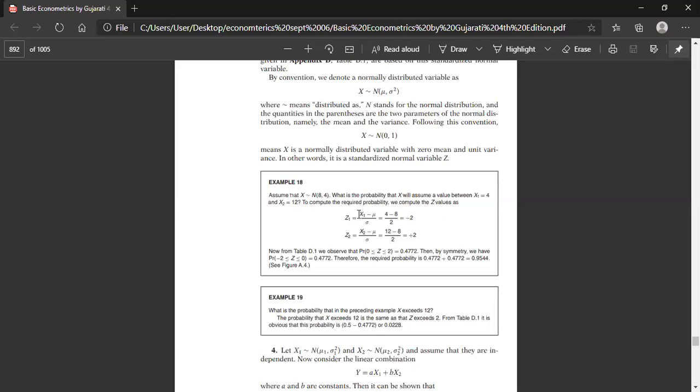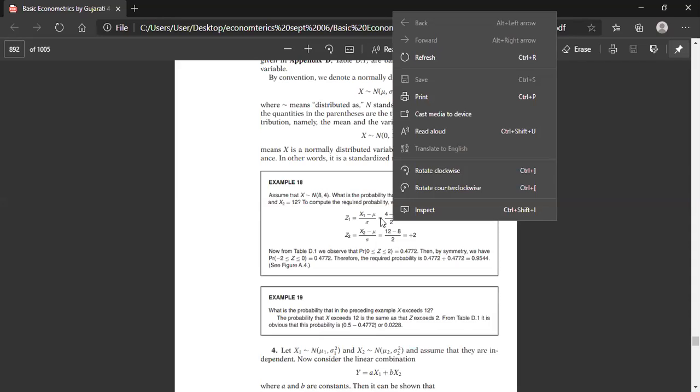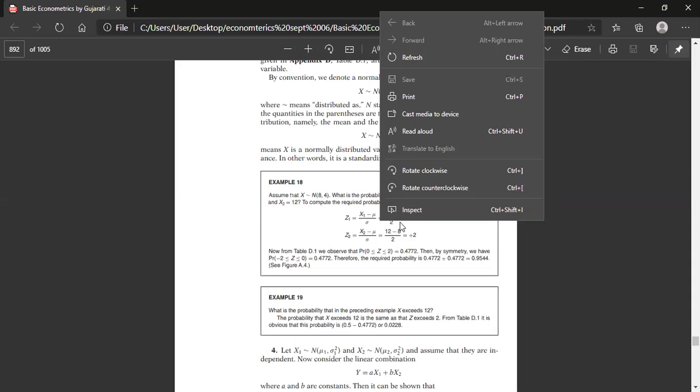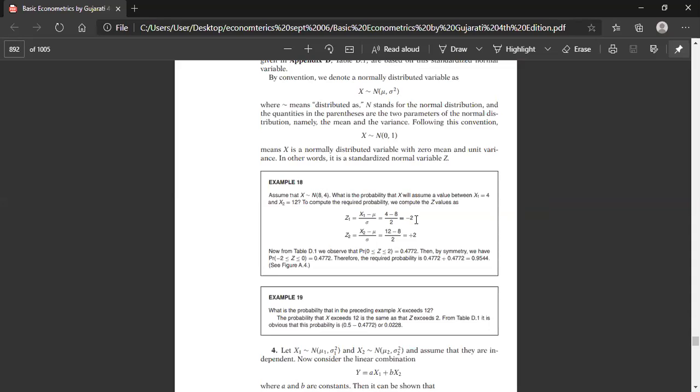So you convert 4 into z. How do you standardize? Variable value minus mean, divided by standard deviation. Value is 4, minus mean 8, divided by, if 4 is the variance, standard deviation 2. Square root of 4 is 2. Then you get minus 2.